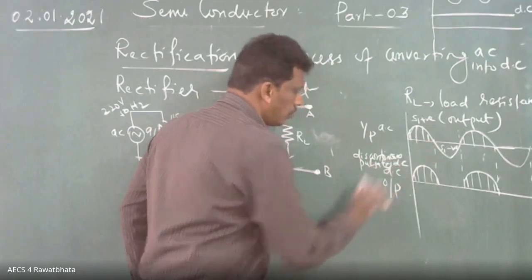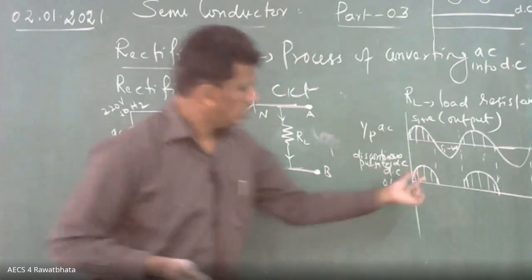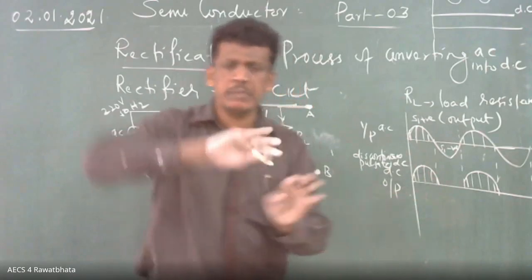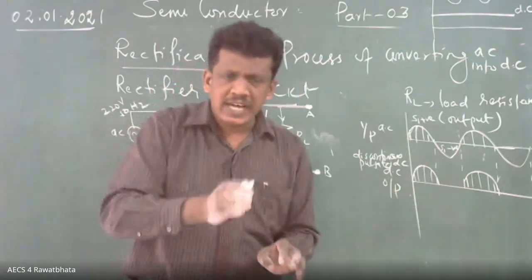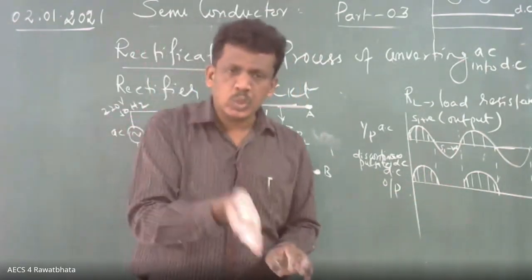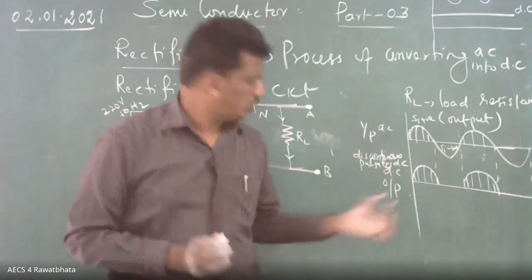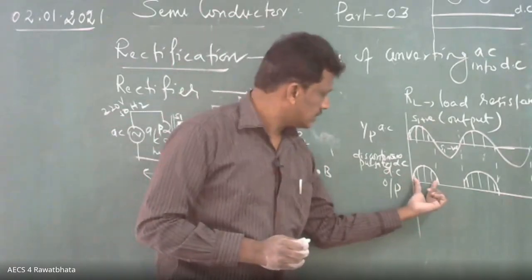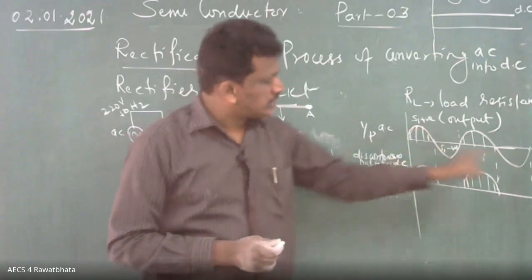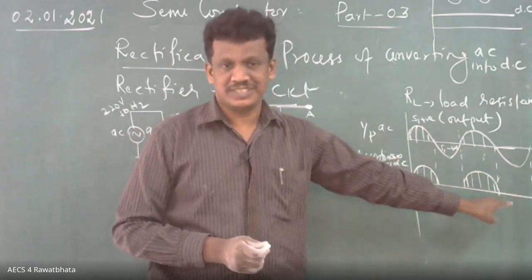DC. Pulsating, pulse, you know. This is called one pulse. The pulse may be curved, square, rectangle, sawtooth, anything. So if you take a single one, it is a pulse. So, discontinuous pulsating DC output.